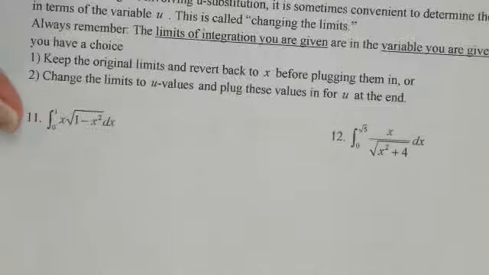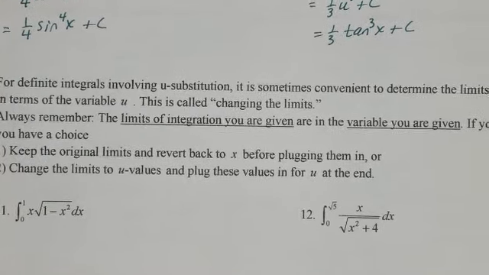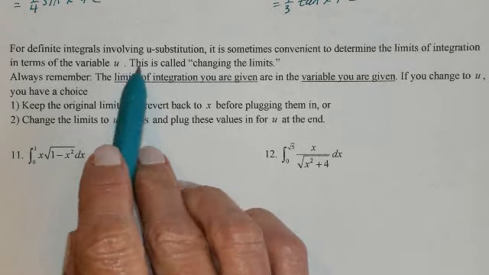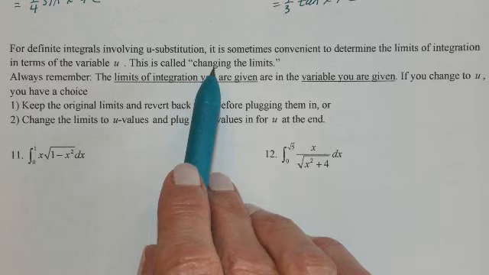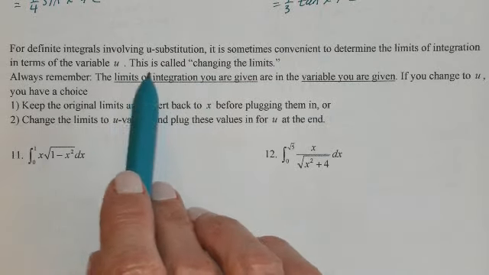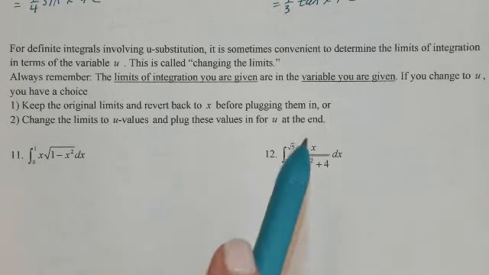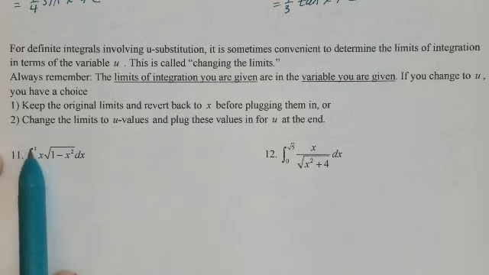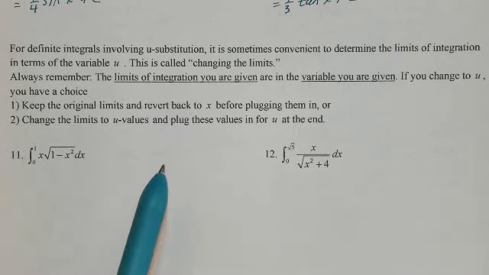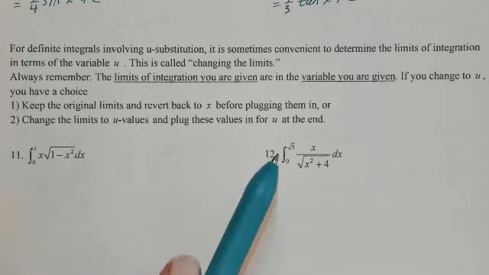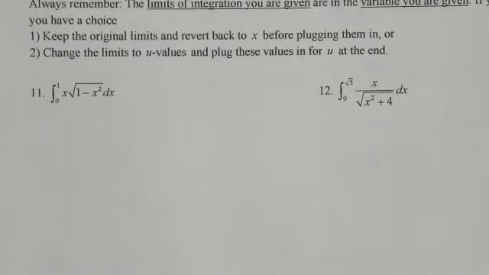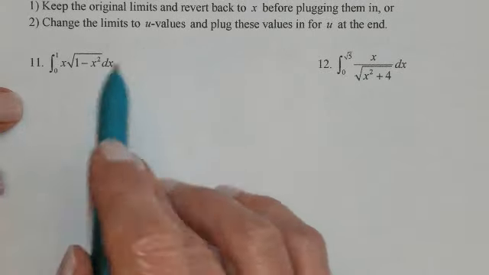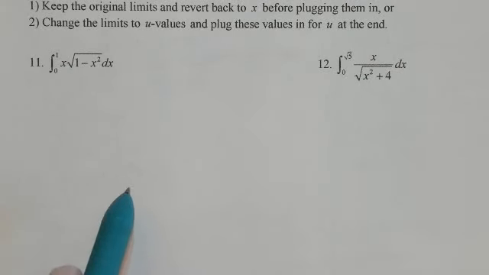All right. Now, let's take a look at integrals that have boundaries, so definite integrals. Okay. For definite integrals involving u-substitution, it is sometimes convenient to determine the limits of integration in terms of the variable u. This is called changing the limits. And you can read that. You don't have to change the limits. You could keep your x limits if you write something. Okay. So remember, it's very important to communicate what we're doing effectively and correctly. So just keep that in mind, that we need to make sure that each line is equal to the line in front of it, okay?